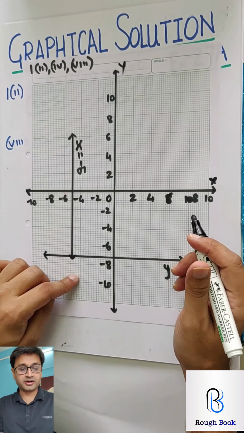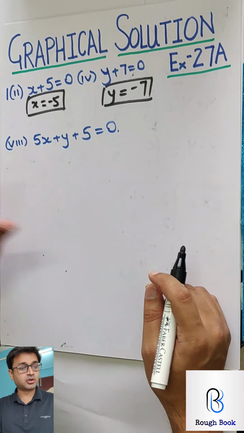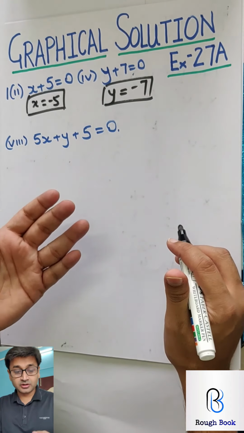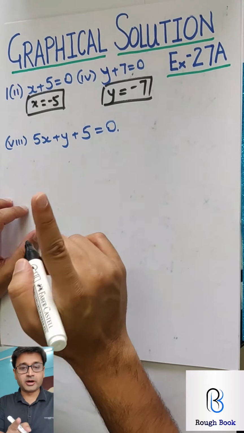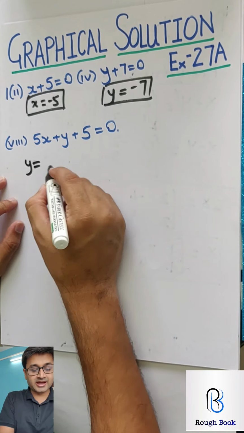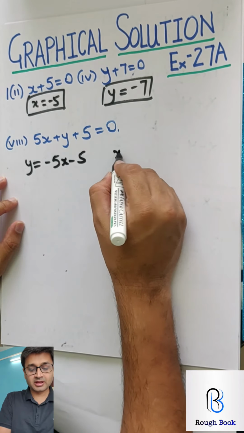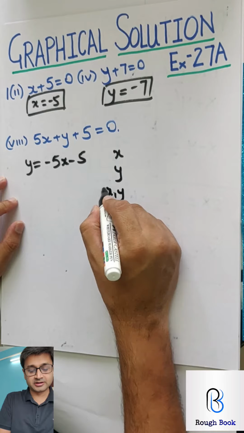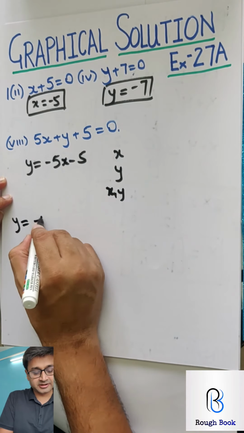So 2 graphs are already done. Let's try the third one now. So for the third one, since there are 2 variables, we have to do some work. One variable is very simple. So come on, pause the video. Everyone will come back once you've done with it. So first, make y the subject. So minus 5x minus 5, x, y, x comma y, the table. Same thing we are doing, nothing new.